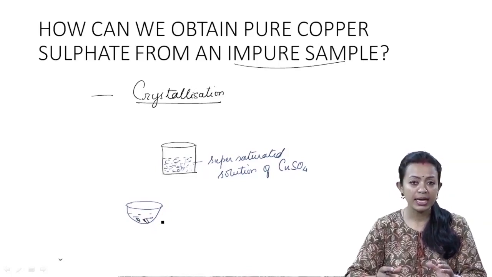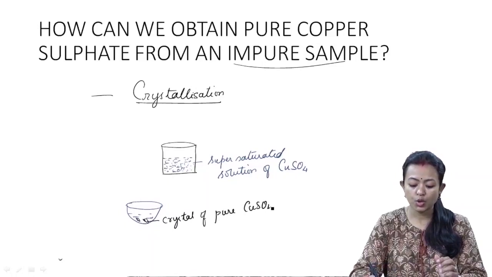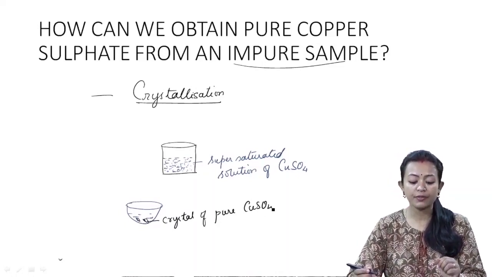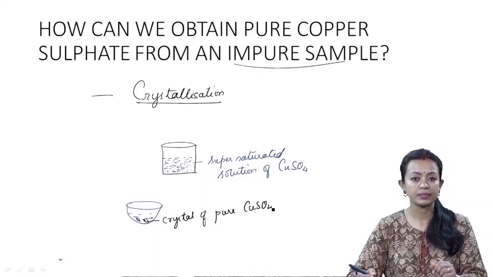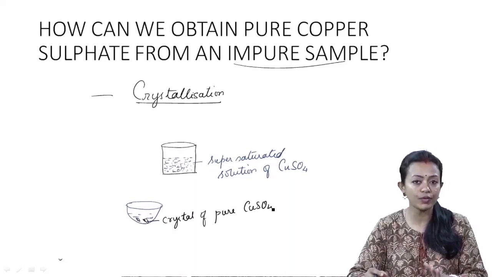While this is happening, the impurities do not form crystals; they remain in the solution, whereas the pure copper sulfate starts coming together to form crystals of pure copper sulfate. So with this method, we can separate and purify copper sulfate from the impure sample. Now, so far, we have learned many different kinds of techniques of separation. Taking all this into account, let us try to see some questions related to it.